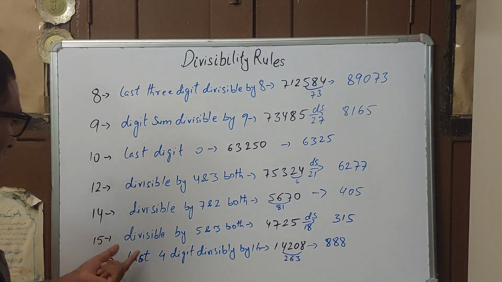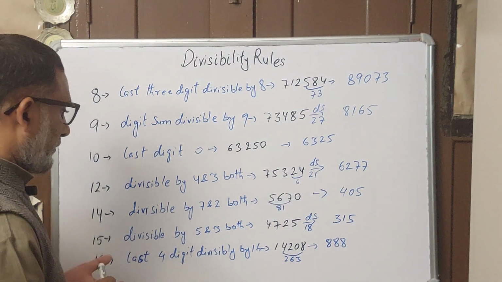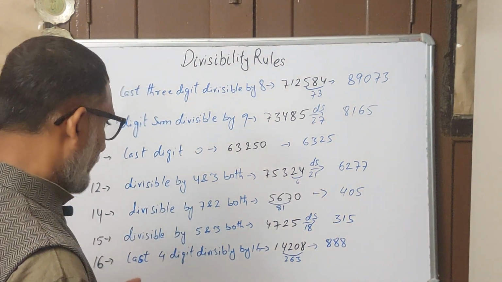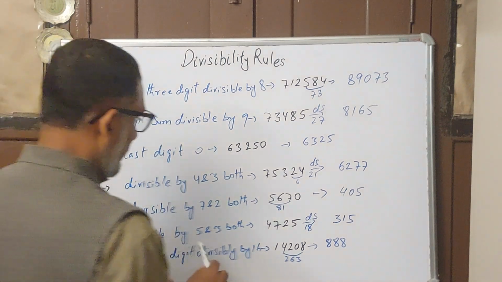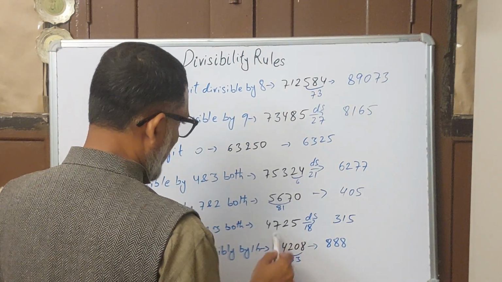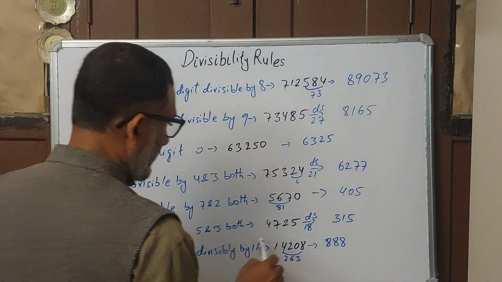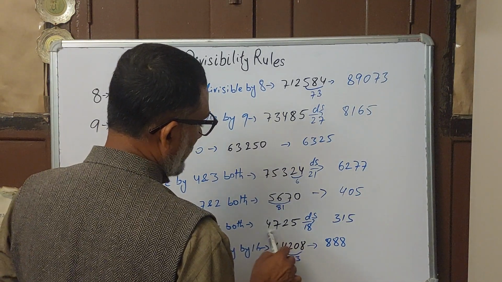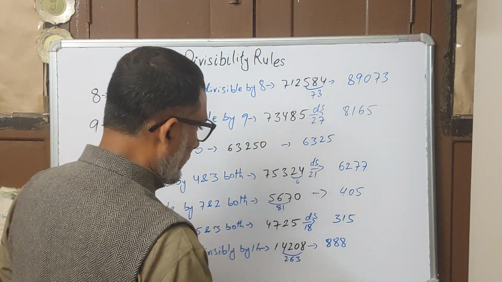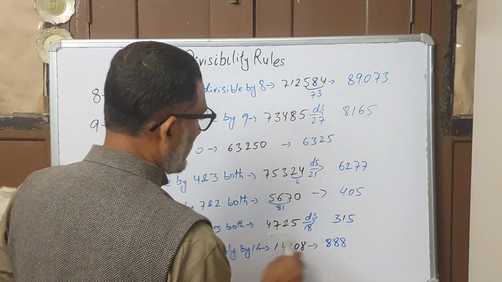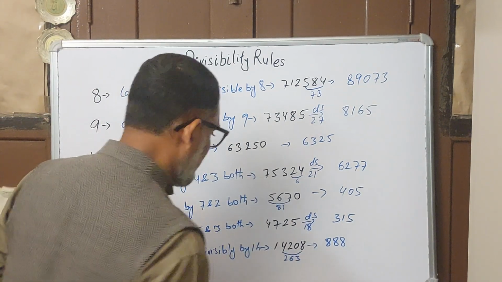And for 15, it is also the same: divisible by 5 and 3 both. So for 5, what do we get? Either 0 or 5 as the last digit. And for 3, the digit sum will be divisible by 3. So we check that the number ends in 5, so it must be divisible by 5. And for 3, we will find the digit sum: 4, 7 plus 4 is 11, 11 plus 7 is 18. So 18 is also divisible by 3. It means it is divisible by 3 and 5 both. That means it is divisible by 15. If you divide, you will get 315.